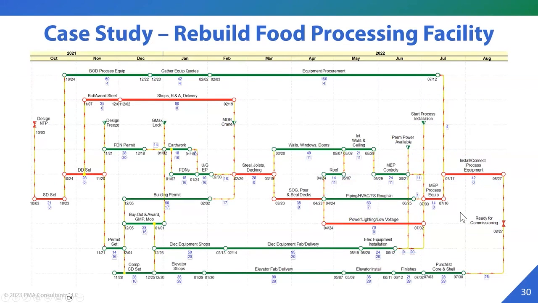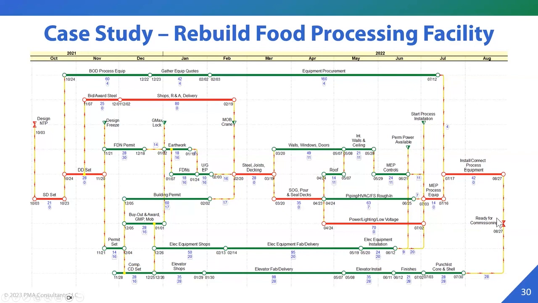Okay. And over here, I'm showing a schedule for a case study we did on a food processing facility. We can see the critical path in red over here, which goes through the bid award, steel, and shop drawings and delivery activities up here, and then to steel joist decking, pouring and sealing of decks, power lighting, MEP process equipment, and installing and connecting of the equipment. This is an 11-month schedule.